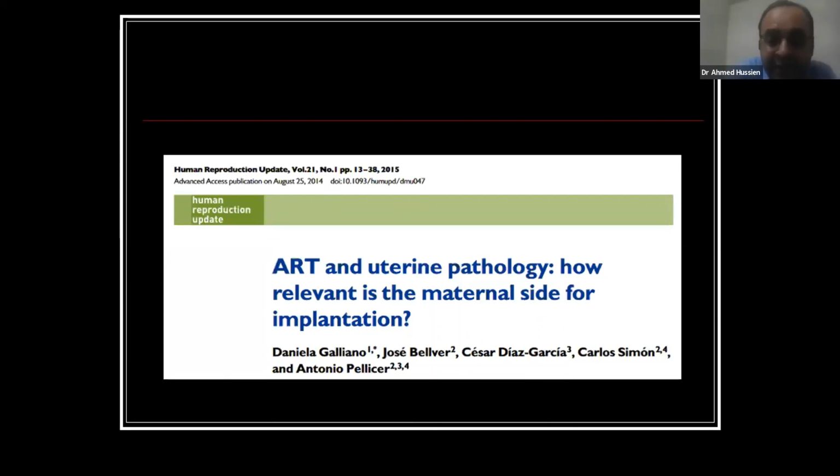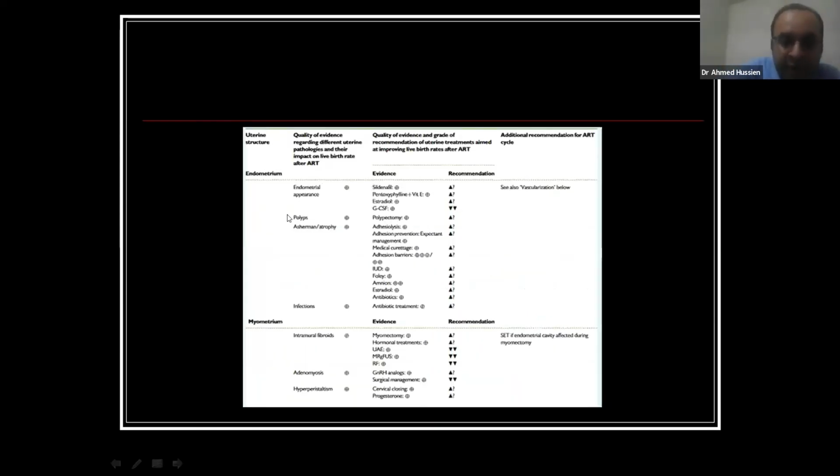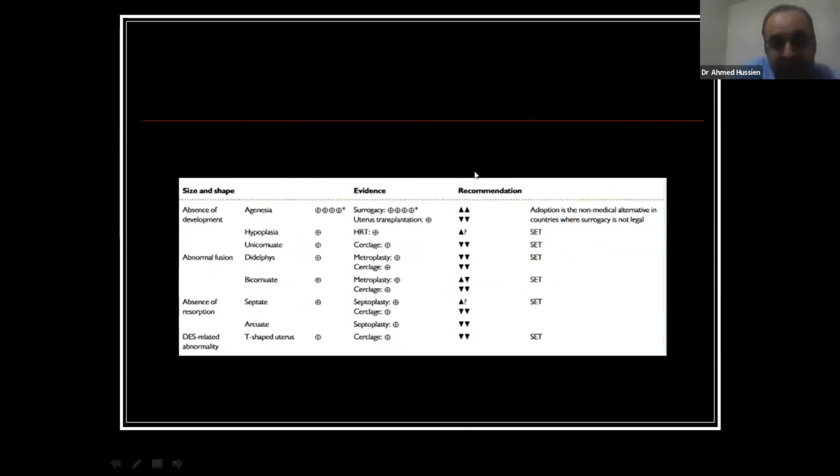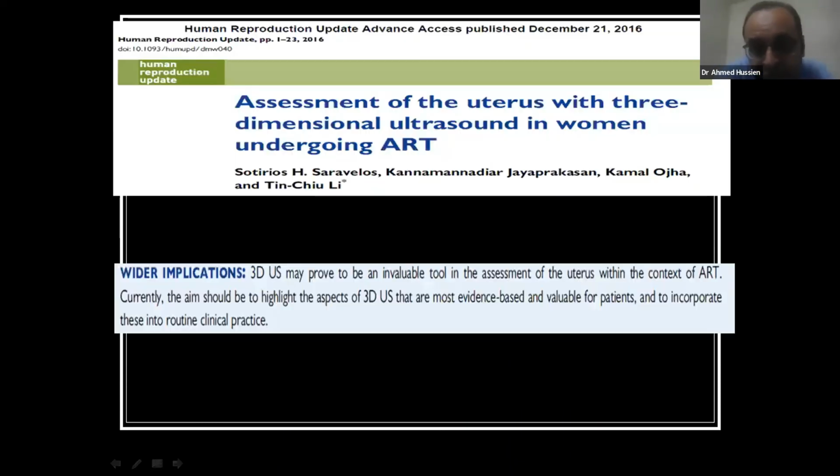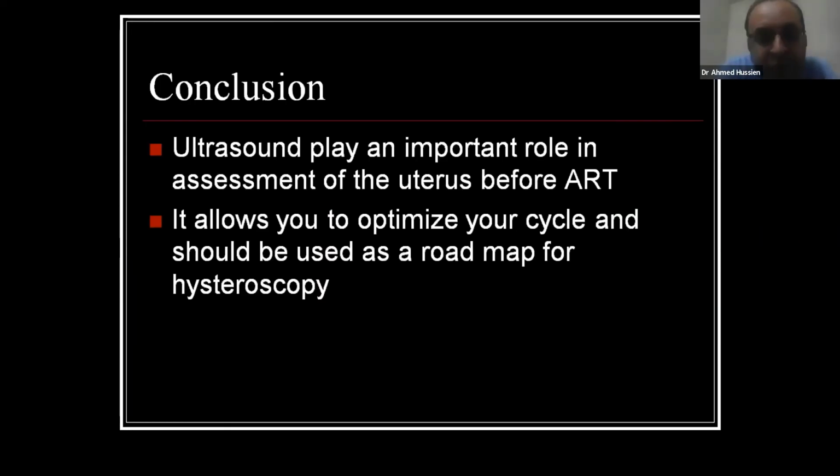And in this paper, all the pathology and how to manage according to the evidence and recommendation. And the second about assessment of the uterus with 3D ultrasound in women with ART. My conclusion that ultrasound plays an important role in assessment of the uterus before ART. It allows us to optimize our cycle and should be used as a roadmap for hysteroscopic surgery. Thank you.